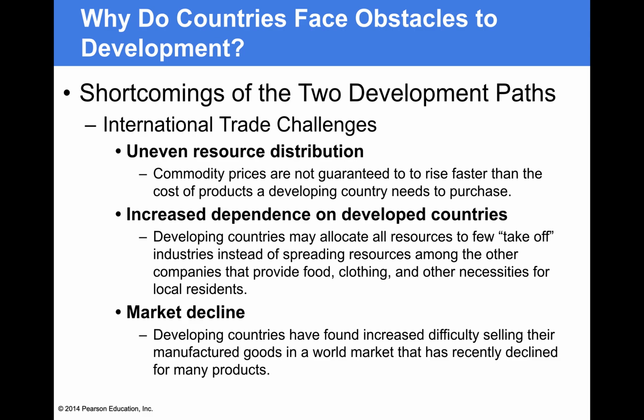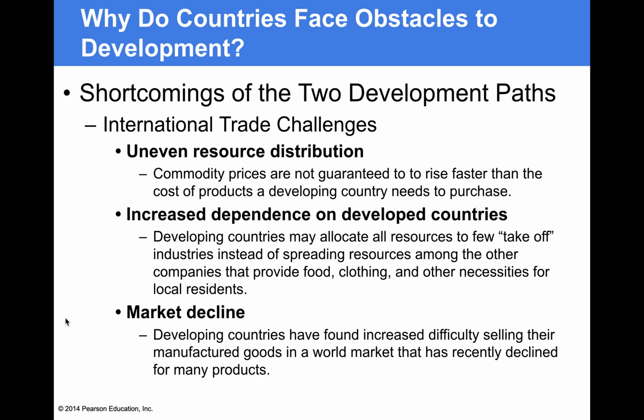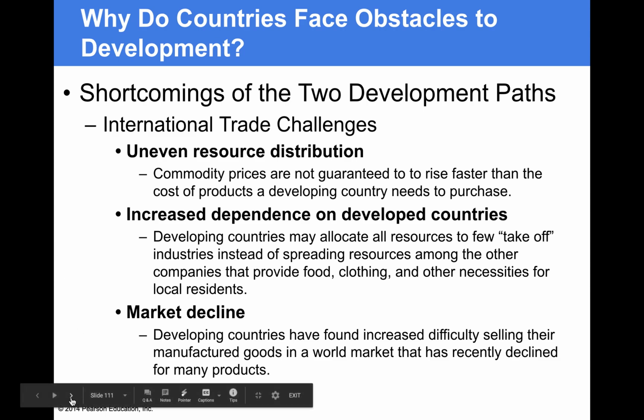In countries that consume the most pop culture, in core countries, consumption and preference are going to change quickly. And there's that increased dependence on developed countries. So again, you have to maintain the demand for food, clothing, and necessities, and the changing preference. Market decline: developed countries have found increased difficulty selling their manufactured goods in the world market that has recently declined for many products. Again, shortcomings of the international trade approach.